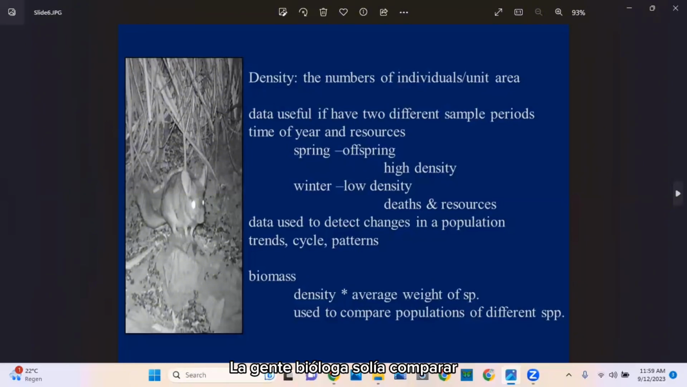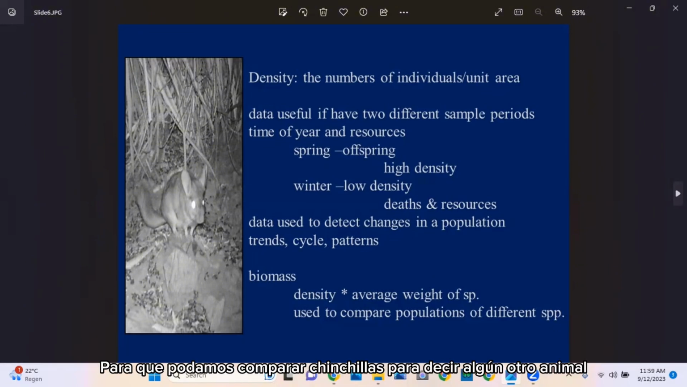Biomass is another way that biologists compare species densities, but it's density times the average weight of a species. So if we have, say, a chinchilla, there's 2 chinchillas per hectare, and the weight of the species is 500 grams, that's going to be 1,000 grams, our biomass for the area. Now, this is used to compare populations of different species.